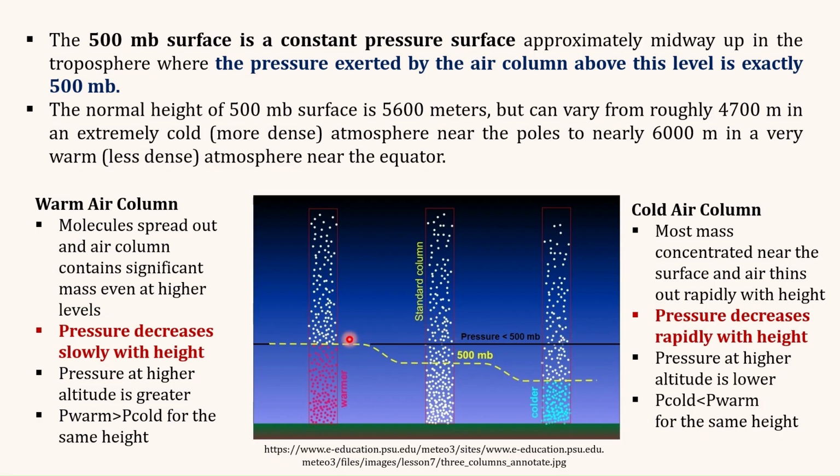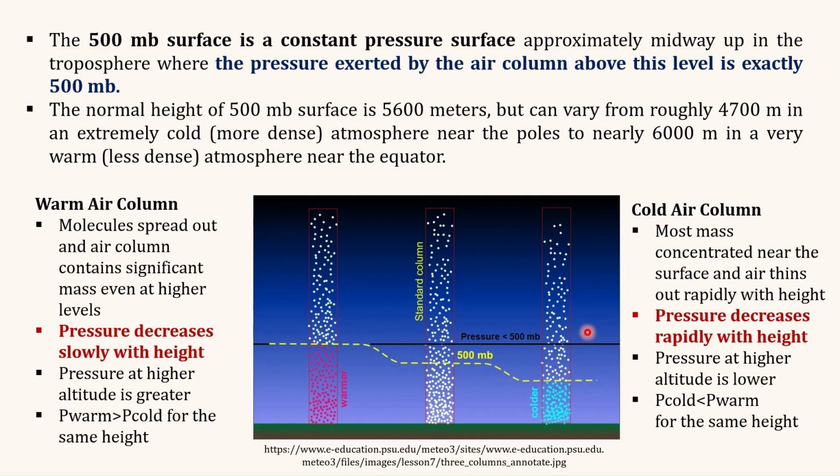For the warmer air column, because of the spreading of these molecules, more molecules are present above this altitude. So here we have the atmospheric pressure of 500 millibar. But for the same altitude in the colder air column, as there are fewer molecules present above this altitude, the atmospheric pressure is less than 500 millibar, and the same value of atmospheric pressure is present at the lower altitude.